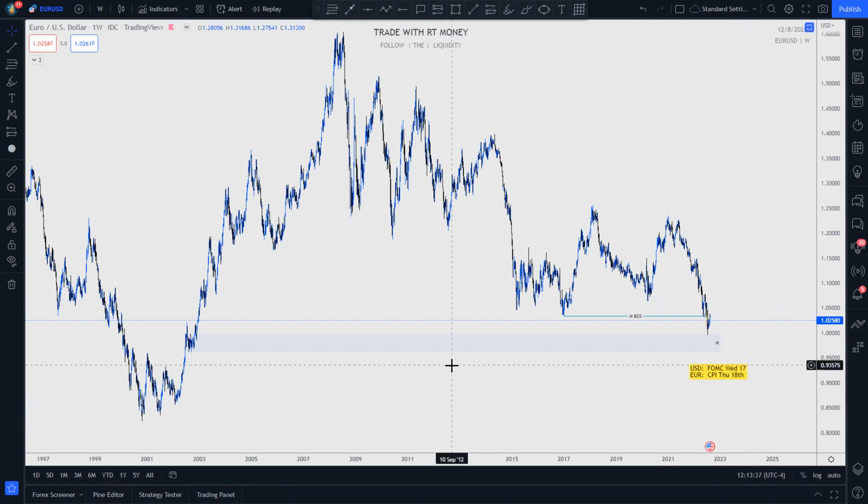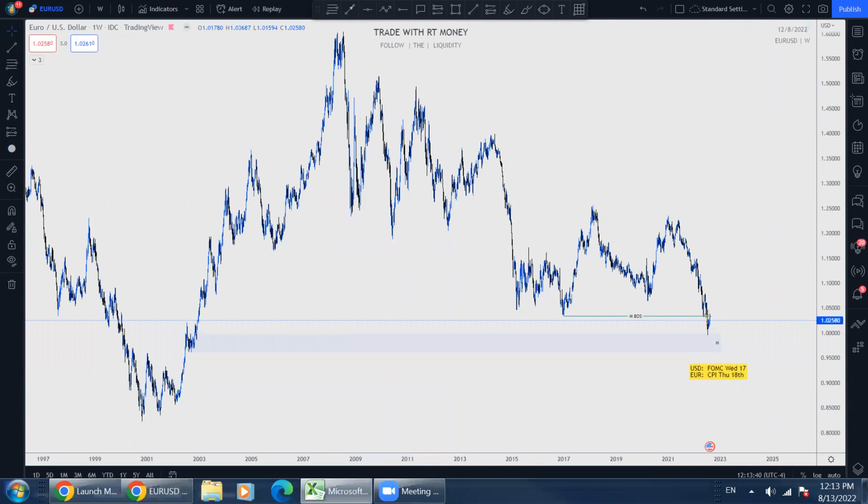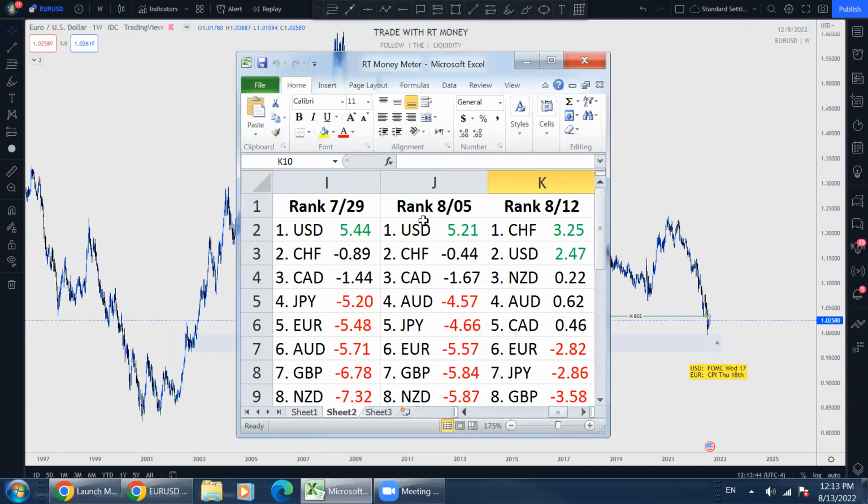All right, let's take a look at the Euro USD. Let's first look at the RT money meter. Last week, the US dollar was ranked at number one at 521. This week, it's ranked at 247. It's trending in the wrong direction. It's trending down. But why?